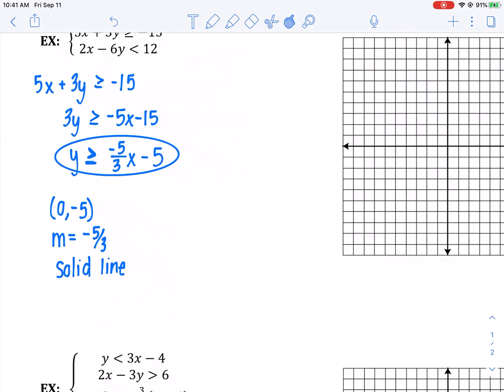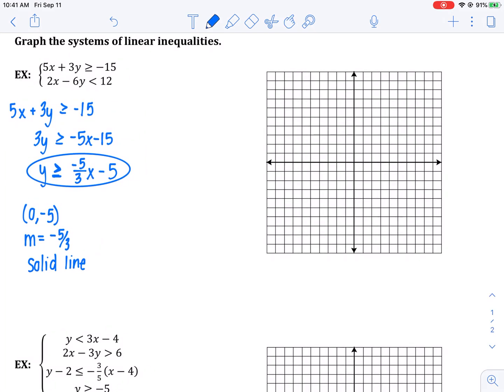Now I'm going to graph this just like I said, and start at negative 5. 1, 2, 3, 4, 5. I have to go down 5/3. 1, 2, 3, 4, 5. 1, 2, 3. I'm going to keep going the entire graph length. Okay, it looks like that. It's a solid line, so let me connect that very carefully.